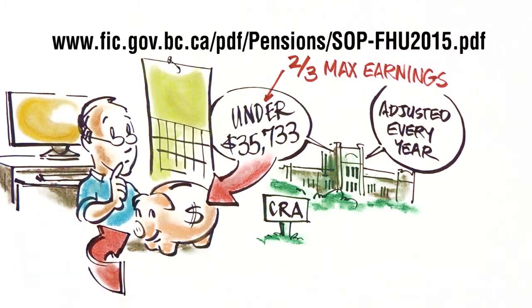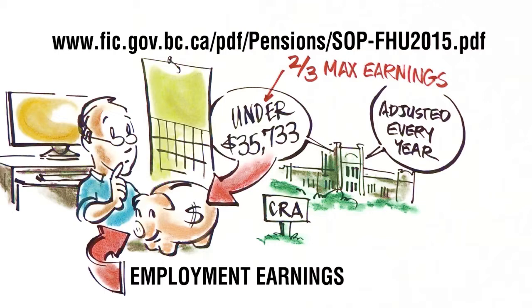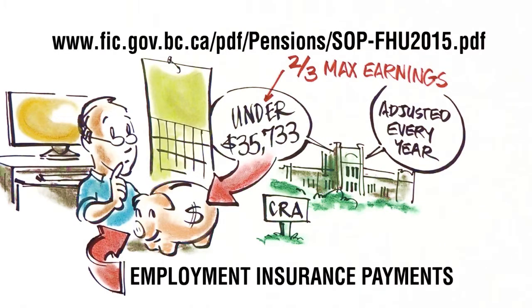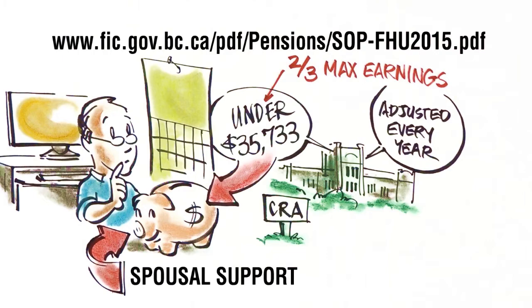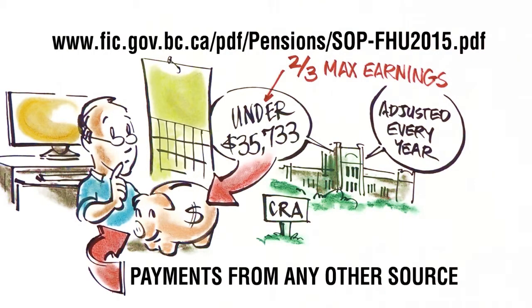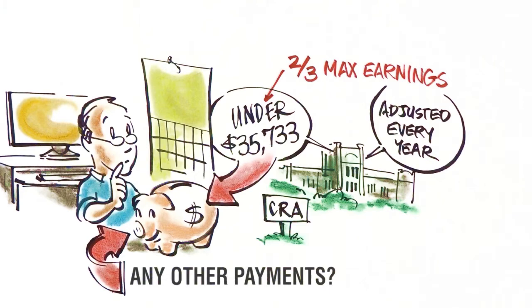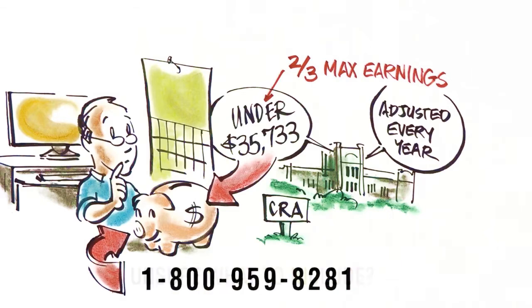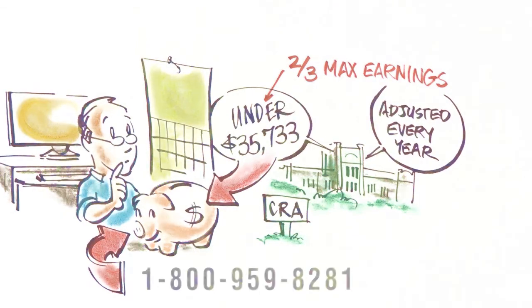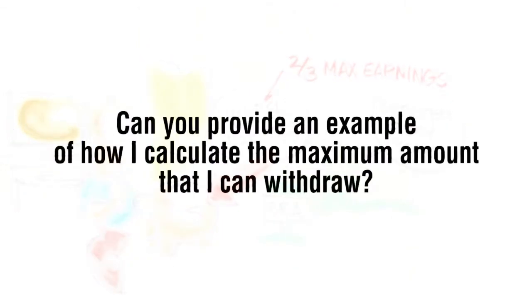List all sources, including employment earnings, if applicable, employment insurance payments, life income fund payments, spousal support, and payments received from any other source. Are you receiving any other payments? Are you unsure about whether they should be included? Contact the Canada Revenue Agency to find out for sure at 1-800-959-8281.